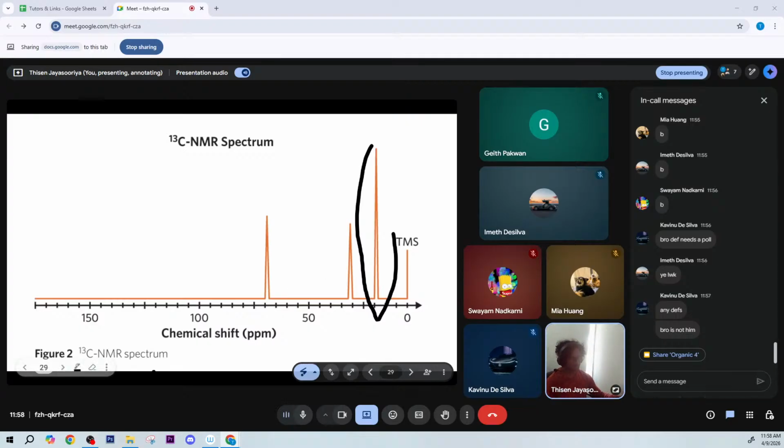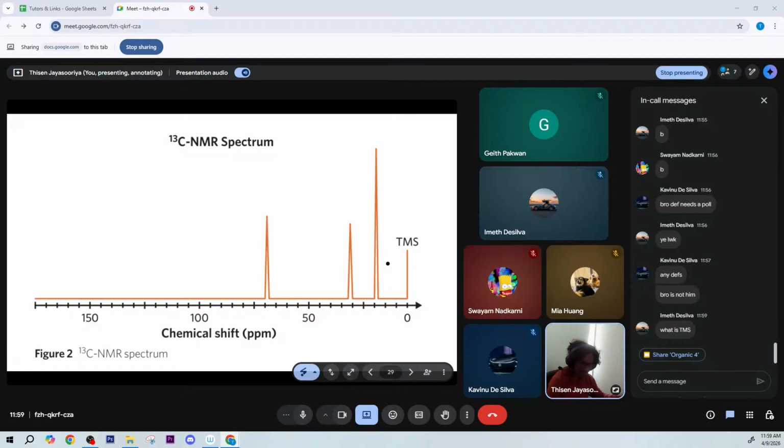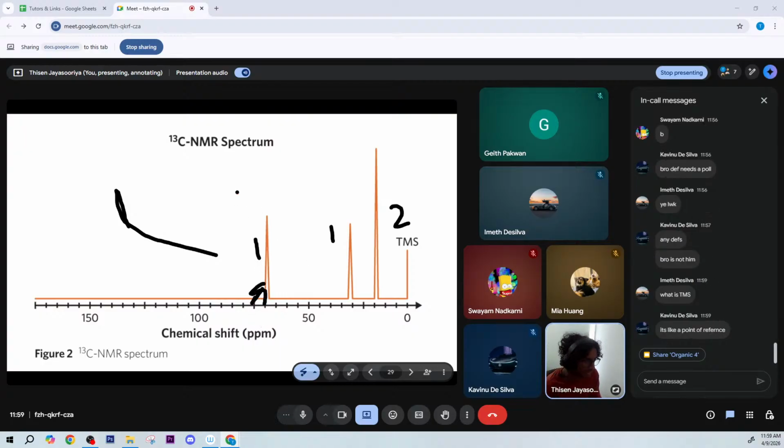The other thing that we want to notice is that the area under these curves represents the ratio between them. I'll explain what the TMS is in a second. So this is approximately a 1:1:2 ratio. That means if there's 1 carbon in this environment, there's going to be 1 carbon in this second environment, and 2 carbons in this third environment.